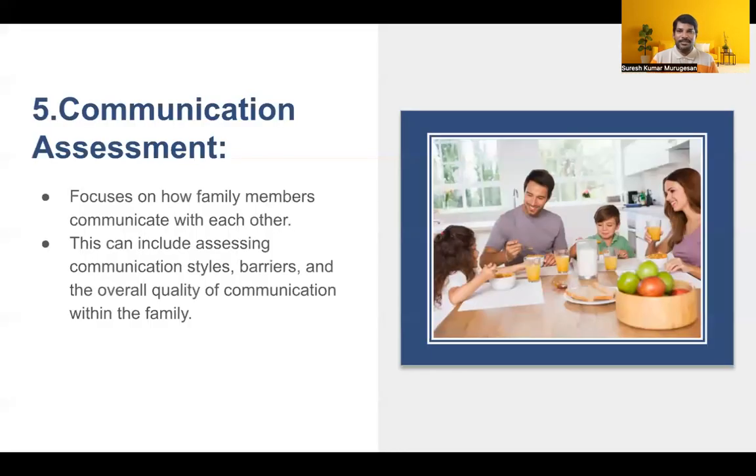Another important one is the communication assessment. It will help us know how family members are communicating with each other. Not only that, it will assess the communication style, what kind of communication style an individual and the family members are using. If there are any barriers in the communication, whether the overall quality of the communication is effective or not, healthy or not, those details can be understood by using this communication assessment.